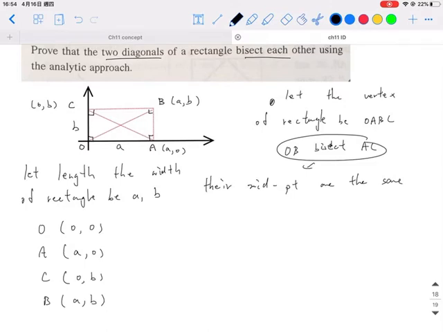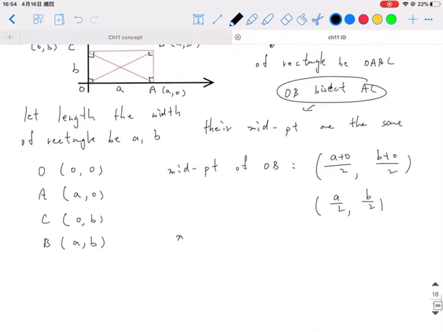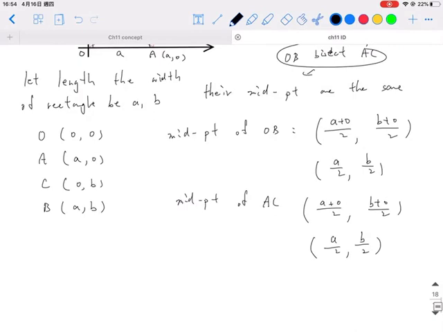Once you get these four coordinates, you can find the midpoint of OB, which should be (A plus 0) over 2, and then (B plus 0) over 2, and you'll get A over 2 and B over 2. And then you can find the midpoint of AC, which should be (A plus 0) over 2 and (B plus 0) over 2 again, and also equal to A over 2 and B over 2.